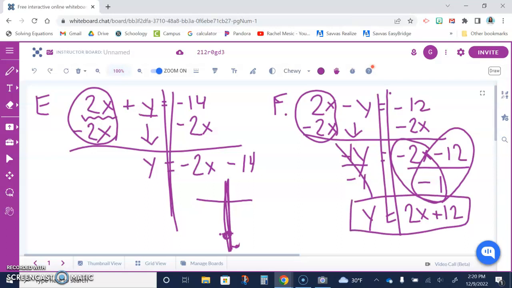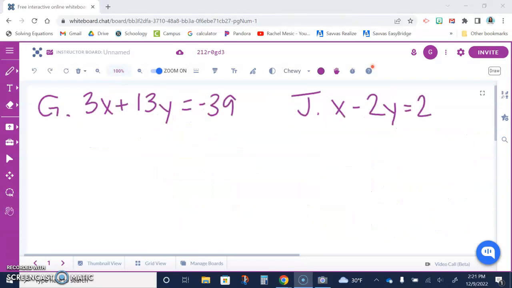So if we were to graph that one, on the y-axis, we start up here at +12, and we'll go up 2, right 1, up 2, right 1. All right, for letter G. So again, we're trying to get the y by itself, or the term with the y by itself. So we have to get rid of those x's.